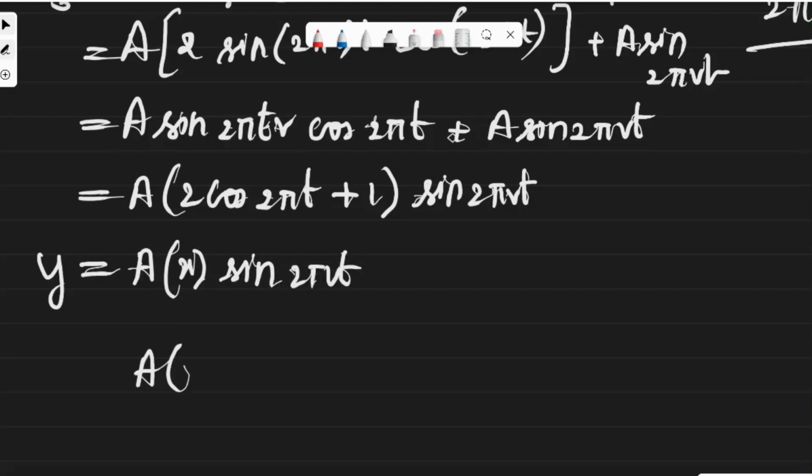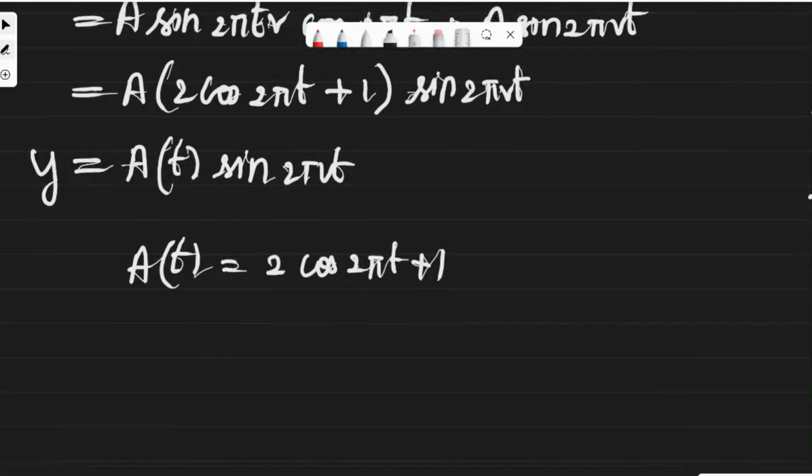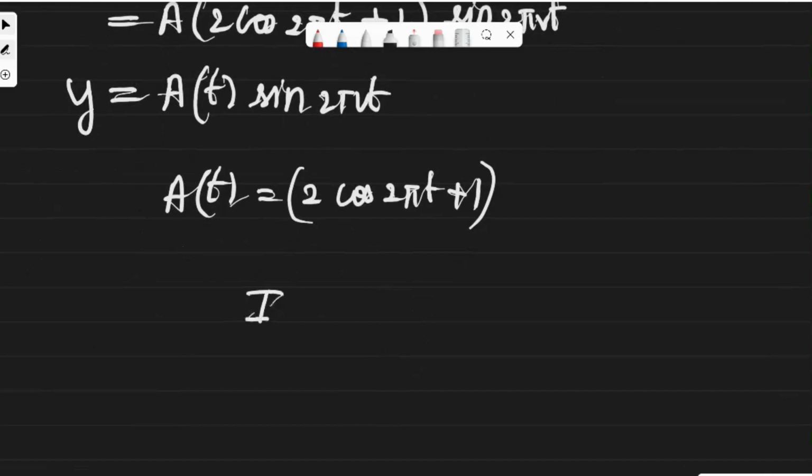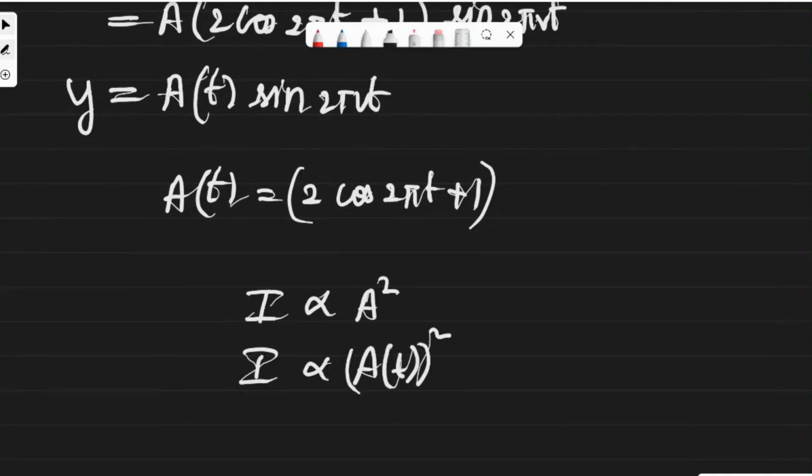So A of x will be equal to 2 cos 2πt plus 1. I'm sorry, this is A of t, not A of x. The variable is t. If it were a standing wave equation, then it would be x. This is a beats equation, so it will be A of t. Now we have A of t, and the third formula that we recalled: intensity is directly proportional to A square. So this will be intensity directly proportional to A of t square.